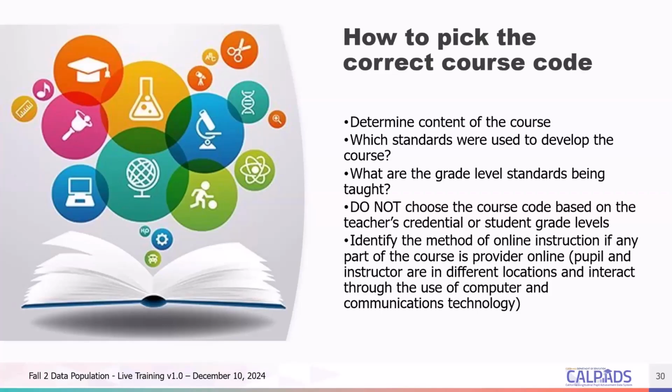Do not select a course based on a teacher's credentials or a grade level. Standards used must be consistent across all instructors at a grade level. And of more particular recent importance is identifying the method of online instruction. Many courses have been provided online or with a hybrid model in recent years, and you want to ensure that you indicate distance learning when you report these courses. And there are three types of online instruction for you to indicate: learner led, facilitated, and instructor led. And the CALPADS code sets document and valid code combinations document are invaluable when determining the method of online instruction.